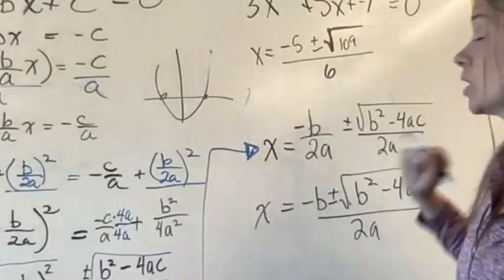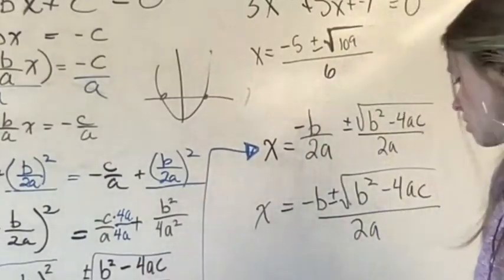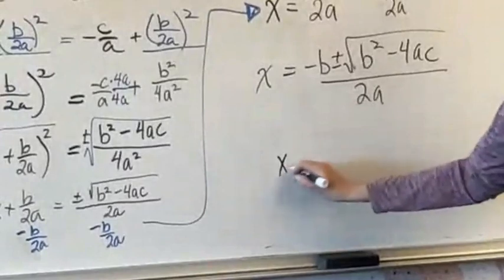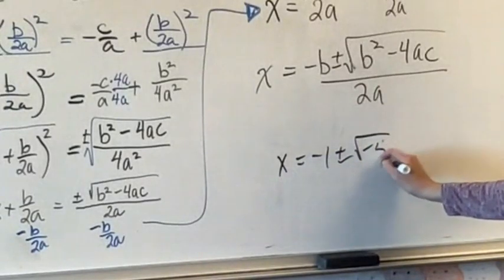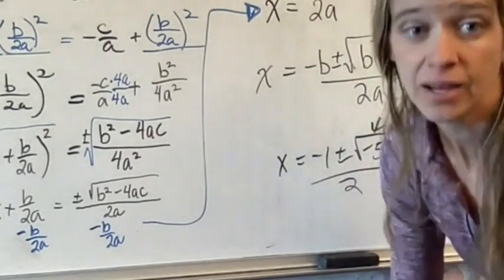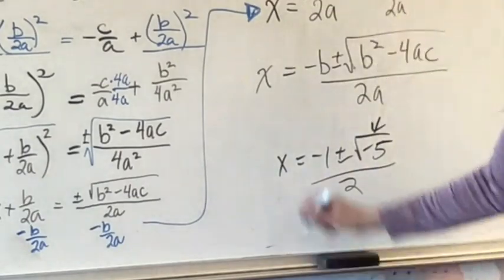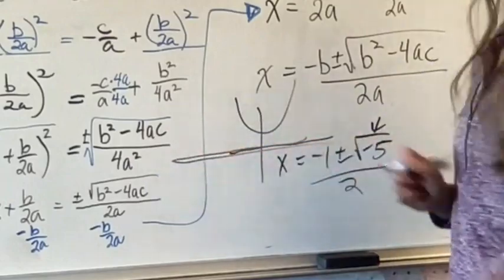Sometimes you end up getting a really weird number in here, like a negative number. So if you ended up with maybe x equals -1 plus or minus the square root of -5 over 2, that's bad, right? So we call that not even a real number, and we call that an imaginary number, and that means your graph does not ever hit 0.